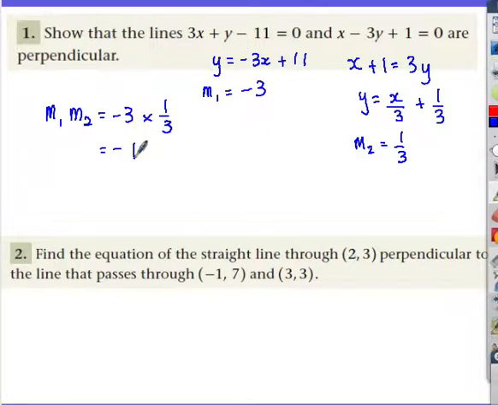How come x over 3 is 1 over 3? Because x is 1x. You can write the 1. Yeah. So if the product of the two gradients is -1, that means the lines must be perpendicular to each other. So therefore, line 1 is perpendicular to line 2.